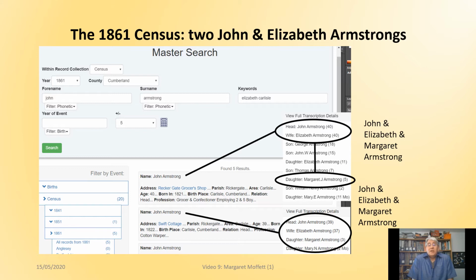Consequently, the most likely candidates for the parents of Margaret Armstrong become James and Mary, previously Blenkinsop.